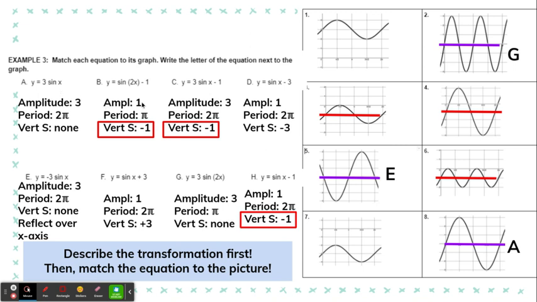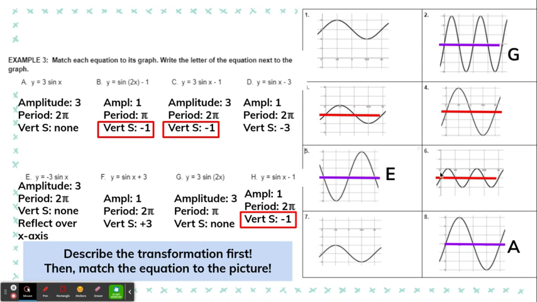I can see right here that has an amplitude of 1. If I look at my choices, this one's up 1, down 1. This one's up 1, down 1. Oh, this one's 3, so not that one. Ooh, it also has a pi, so it's going to repeat faster. All right, so from here, oh, that's 2 pi for it to repeat.